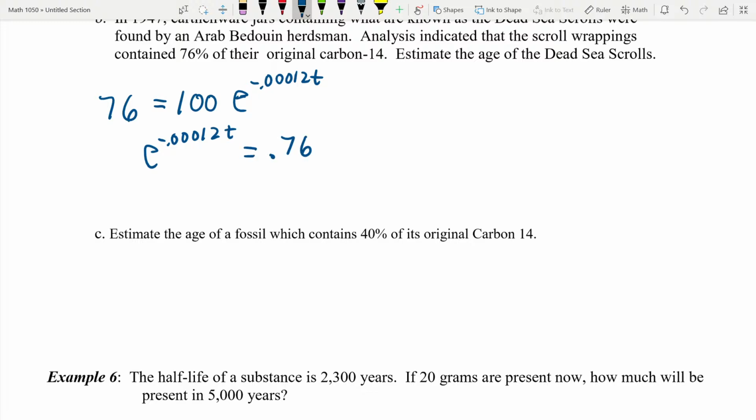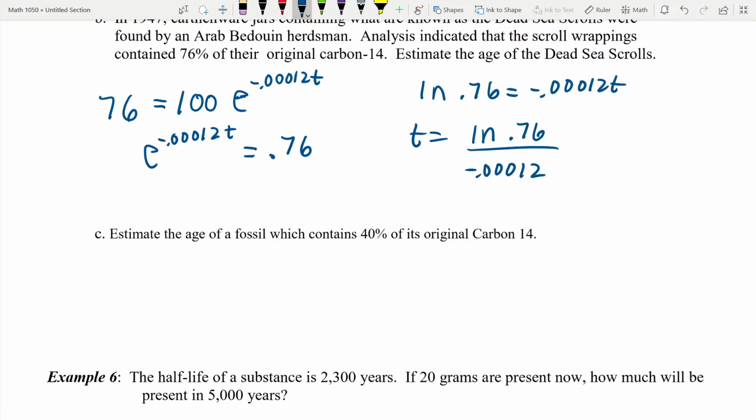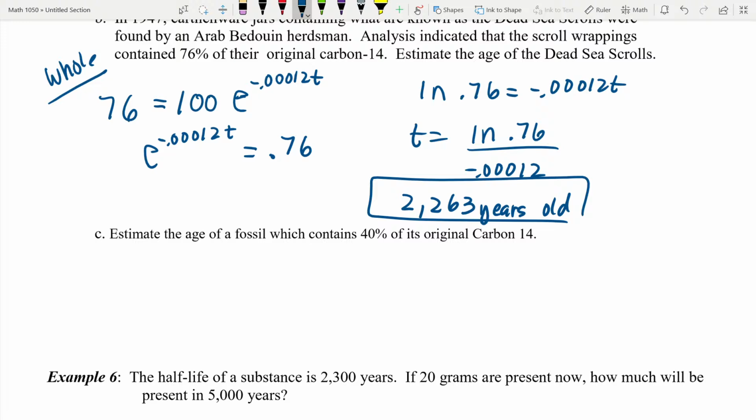One word that tells me what to do next. Convert. So it's log base e, which is ln, of 0.76 is negative 0.00012 t. To solve for t, ln 0.76 divided by negative 0.00012. Okay, grab your calculator. ln 0.76, close it off, divided by the stored k, enter, and we're going to say to the nearest whole, 2,263 years old.